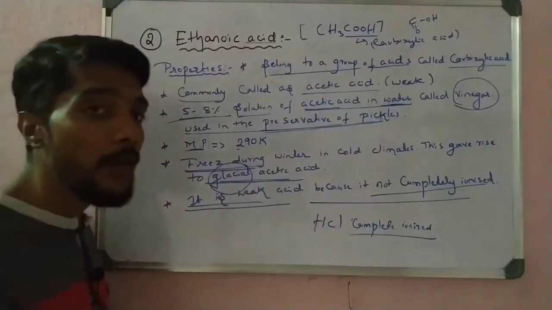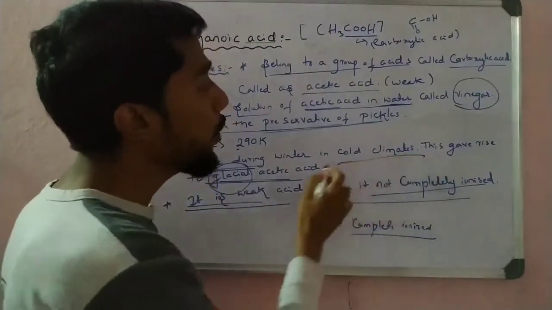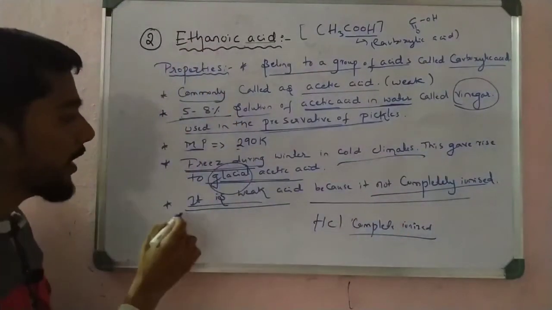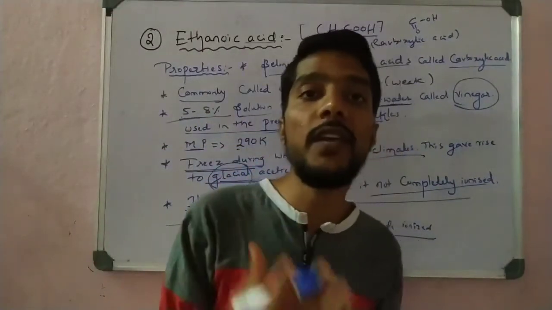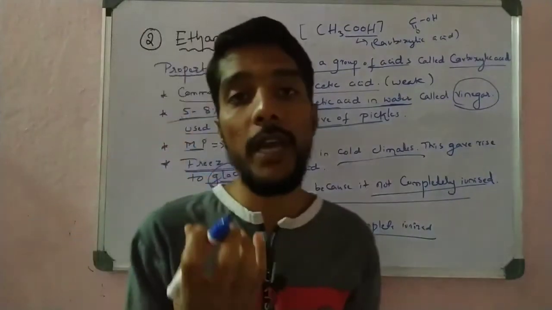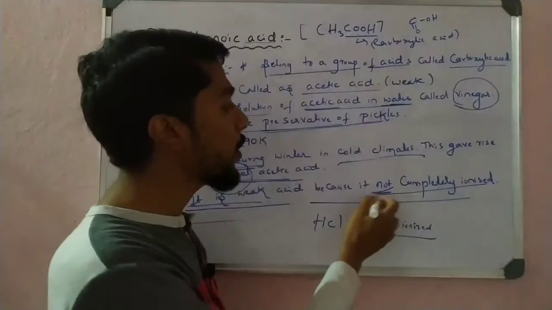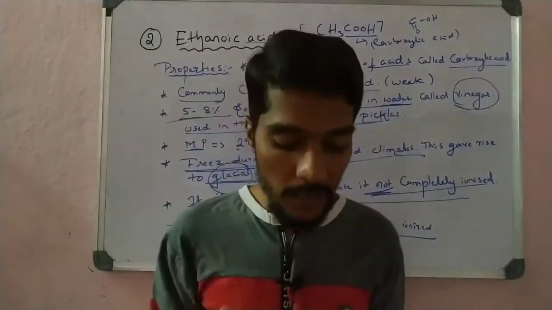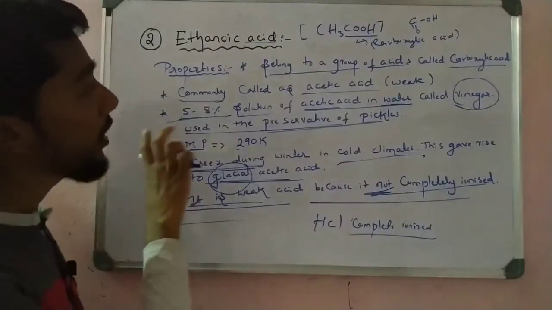We give the special name glacial to acetic acid in the condition of a cold climate, right? And then we say it is weak in nature. Acetic acid or ethanoic acid is a weak acid. Why? Because it does not give completely ions. If it gives more ions, it means a strong acid, but if it does not completely give ions, it is considered a weak acid. So that is all about the physical properties, students.